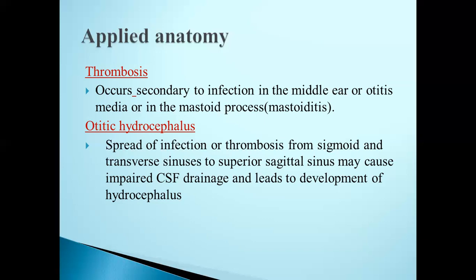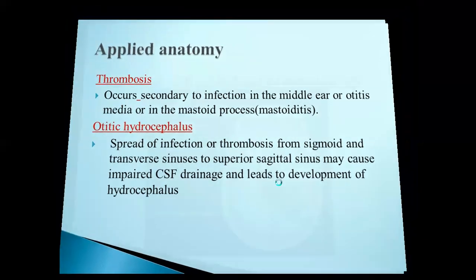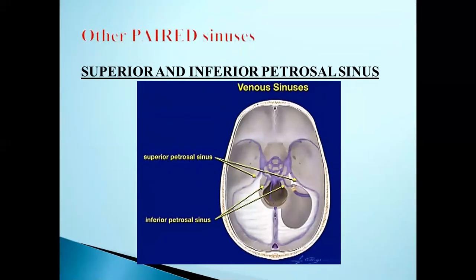There is an enlargement of these cavities, and CSF accumulates in large amounts, leading to hydrocephalus. Other sinuses which are paired are small in size. So these are the superior and inferior petrosal sinus. On a petrous temporal bone, you can see above and below are your petrosal sinuses. This is inferior petrosal, this is superior.